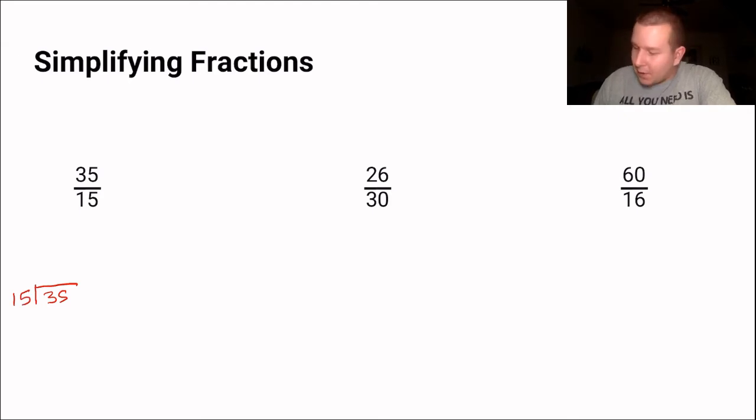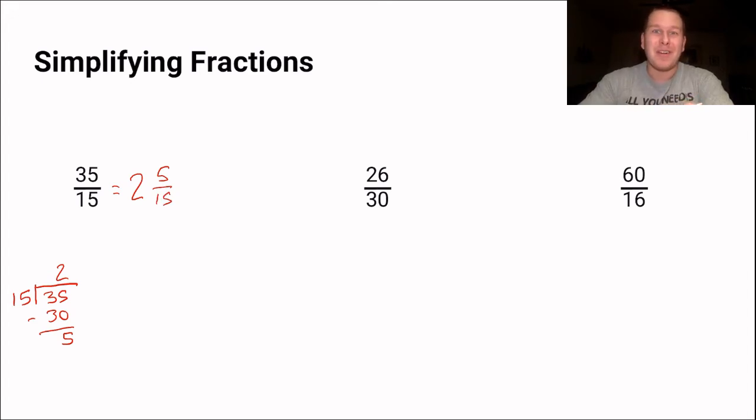15 can fit into 35 2 times, which would give us 30, and when we subtract, that gives us a remainder of 5. So our mixed number would be 2 and 5 over 15. Now, I know some of you guys are just like, holy cow, I already know how to simplify this. But let's go through these steps real quick, okay?